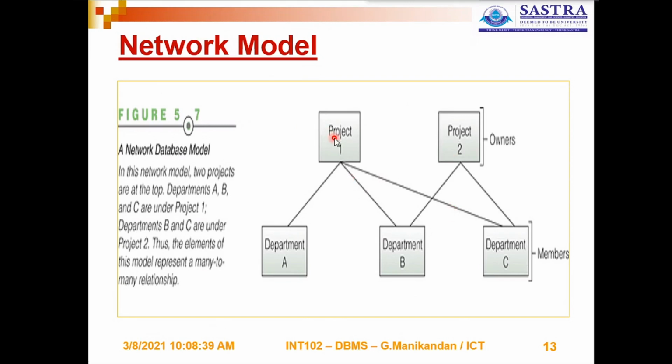For a project, you are having multiple departments. For a department, you are having more than one project. So this is an example for many-to-many relationship.